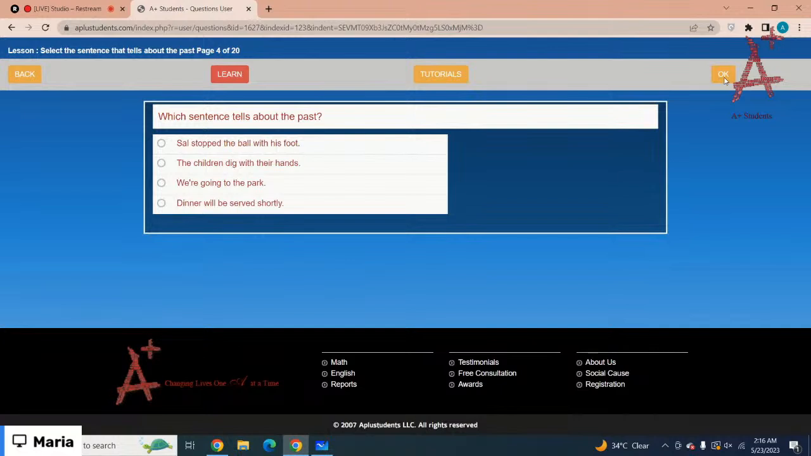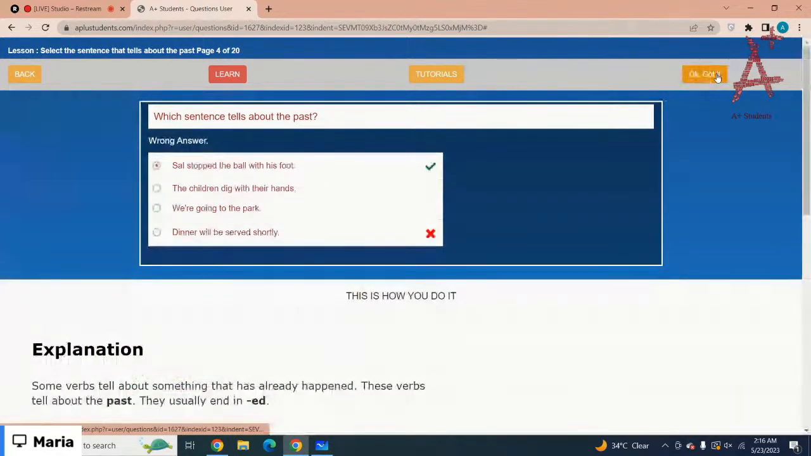Which sentence tells about the past? Sal stopped the ball with the foot. The children dig with their hands. We are going to the park. Dinner will be served shortly. So which is the correct option? The one with the ed. Oh, sorry, the last one has will, so it is not past. Sal stopped the ball with the foot. The first option is the correct one.